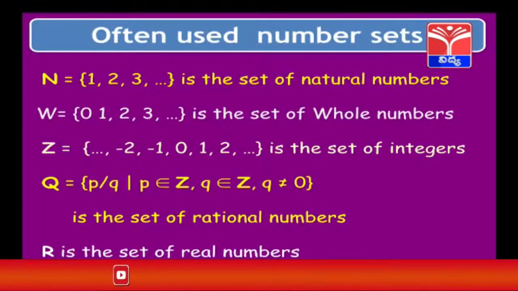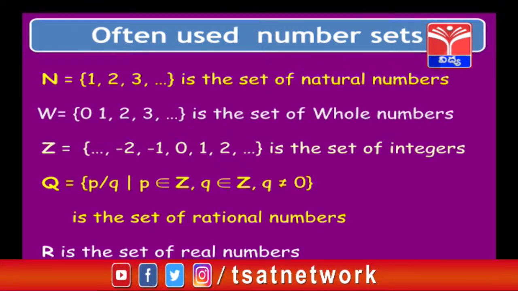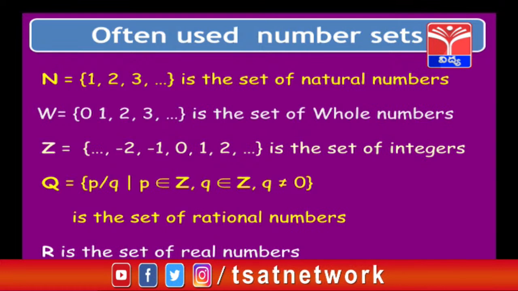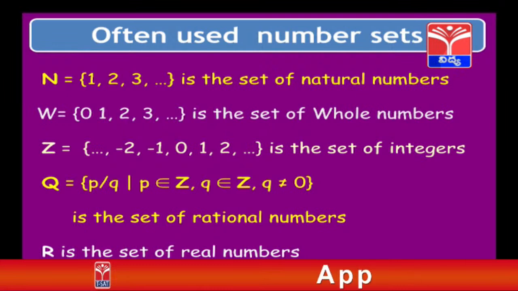Now, let us see. We often use the number sets. N is the set of 1, 2, 3 and so on, the set of natural numbers. W is equal to 0, 1, 2, 3 and so on, the set of whole numbers. Z is the set of integers. Q is the set of rational numbers, Q is equal to p by q, where p belongs to Z and q belongs to Z and q not equal to 0. R is the set of real numbers. Real numbers contain rational and irrational numbers.